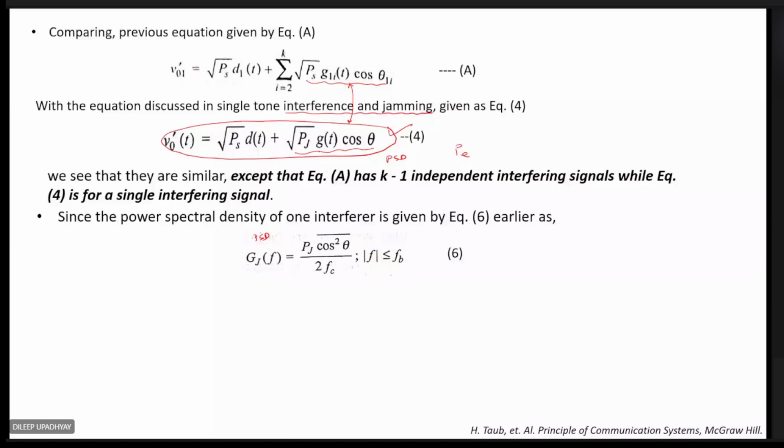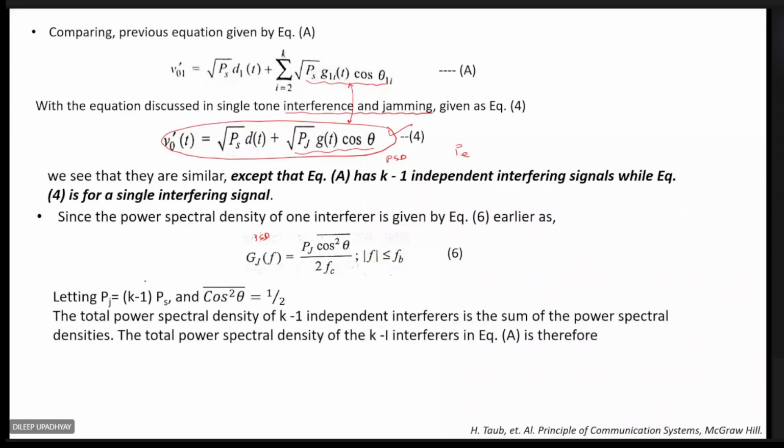So for energy data, we have the single square functions of the power spectral density, and if we consider that mod of f is less than or equal to fb, then we can approximate it by the amplitude portion, that is the constant value Pj cos bar square theta by 2fc. Cos bar square theta is nothing but half, and Pj we can replace by k minus 1 Ps. So we can calculate Gj further.